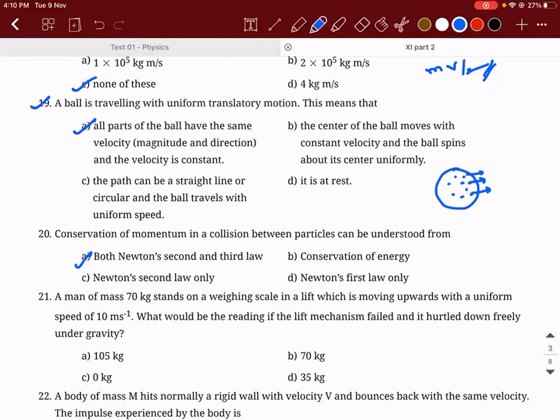Okay, 21st question. There is a man of mass 70 kilograms who stands on a weighing scale in a lift which is moving upwards with a uniform speed of 10 meters per second. What would be the reading if the lift mechanism failed and it hurtled down freely under gravity? 0 kg. Here's the answer.